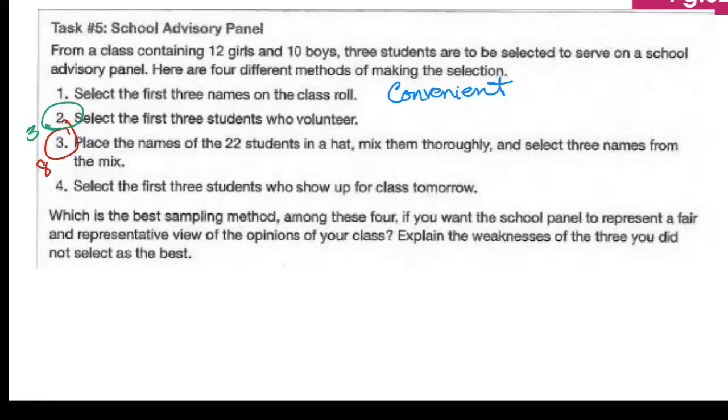Are we sure they're volunteering? They show up for class. I don't think they're volunteering. I don't think it's stratified. What do you think? Well, it could be cluster. I'll give you cluster because maybe it is people who like to come to class early, right? They share that characteristic. There's something else I think it could be.